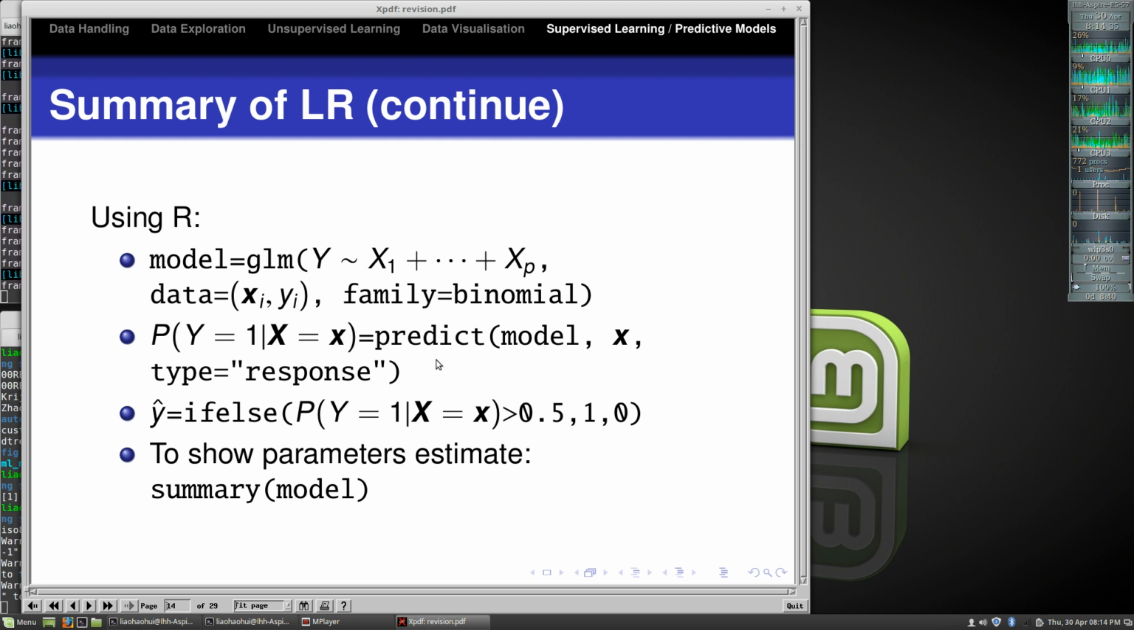So in R, it's a special case. The logistic regression is a special case of the generalized linear model, where the family belongs to the binomial family. So a generalized linear model can support other types of problems that are covered in applied regression analysis.